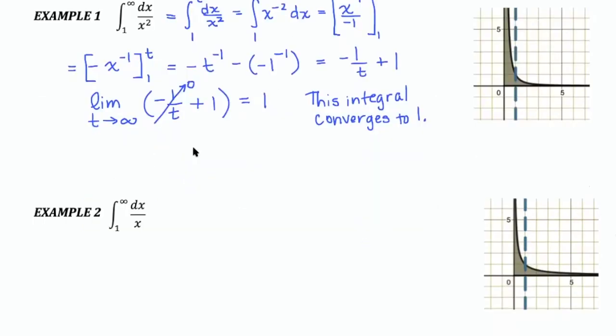Now, the next example does look very similar, but notice there's just an x in the denominator. And when we look at the picture of 1 over x, again, it's very, very similar to the picture for 1 over x squared. And once again, we're finding the shaded area from 1 to infinity. So the first thing we're going to do is notice, yes, this is an improper integral because of the infinity. And we're going to put in the t value to replace that problematic value. Same steps as before.